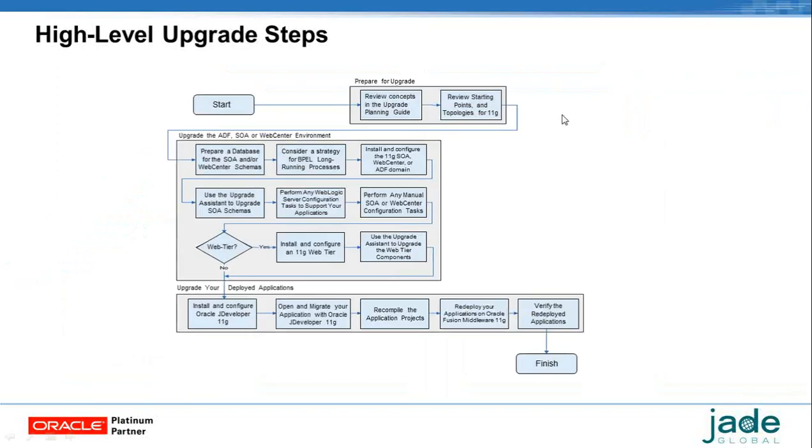So these are the high-level upgrade steps in a flowchart way. We already discussed this one. There are 3 major categories, and what we need to do at each stage is represented in a pictorial way here.